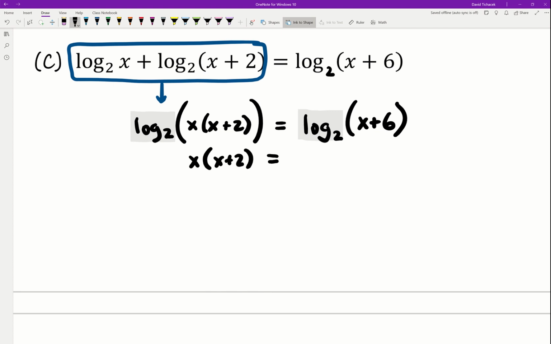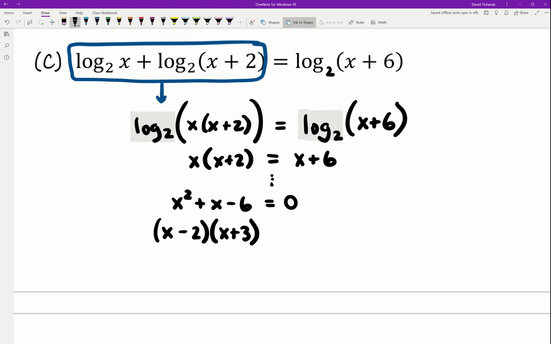problem here. So if we go ahead and do that, distributive property on the left-hand side, and then bring the x and the 6 over, what we're going to end up with here is x squared plus x minus 6 is equal to 0. Okay? In which case we could factor this. This is not something that we have to reach for the quadratic formula to solve. This is going to be x minus 2 times x plus 3 is equal to 0, in which case we get two solutions. We get x is equal to positive 2 and x is equal to negative 3.